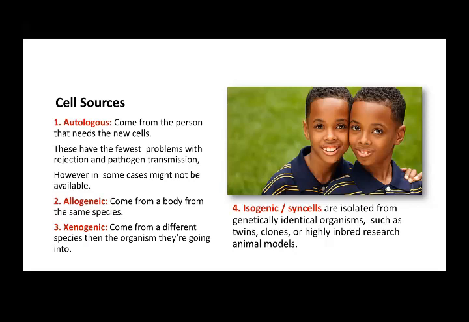That's autologous. You have cells उसी बंदे से निकाल के and you inject it into the same person. Allogenic means cells come from a body of the same species. Obviously, if you're going to inject it into humans, you take it from one person and you inject it into the other person. That's allogenic, same species. If you take it from animals and you inject it into animals, that's allogenic for animals. Xenogenic cells come from a different species than the organism they're going into. Obviously, from animals to humans or humans to animals, that'll be xenogenic. Isogenic cells are isolated from genetically identical organisms such as twins, clones or highly inbred research animal models. That's isogenic. Genetically completely identical, such as twins, clones, highly inbred.